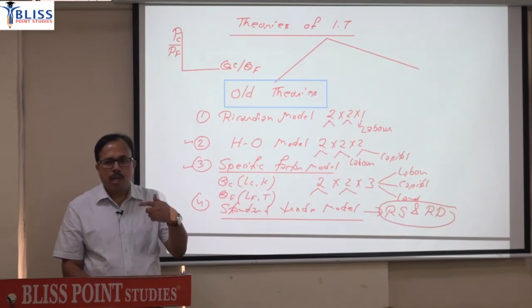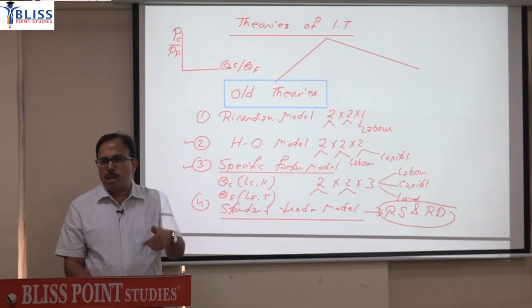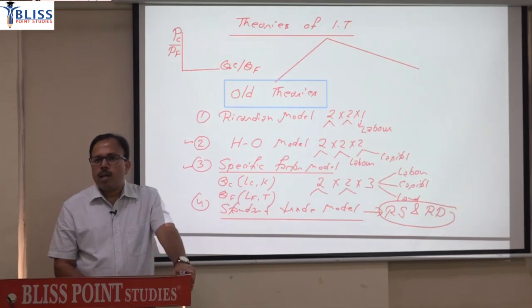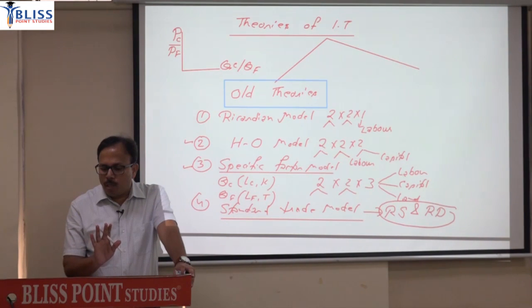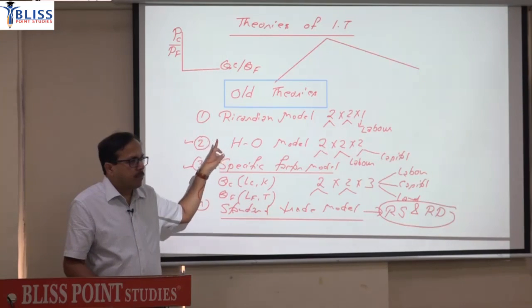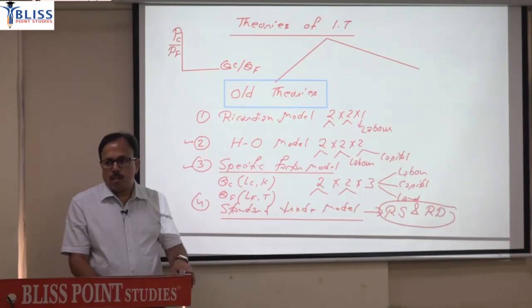So we have to derive relative supply, relative demand, then world equilibrium, and then explain the effect of growth or import tariff or subsidy on that curve. So primarily 4 important theories will be studied in the old categories.